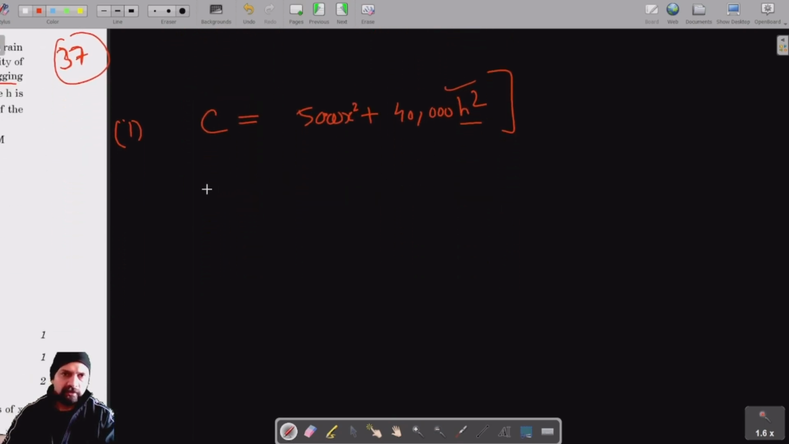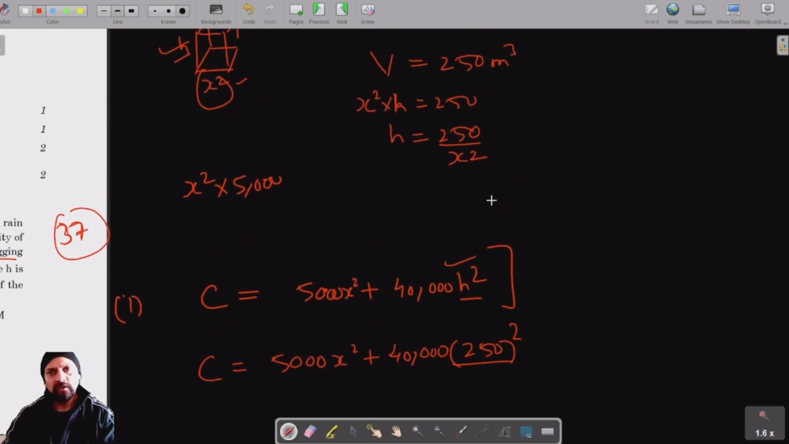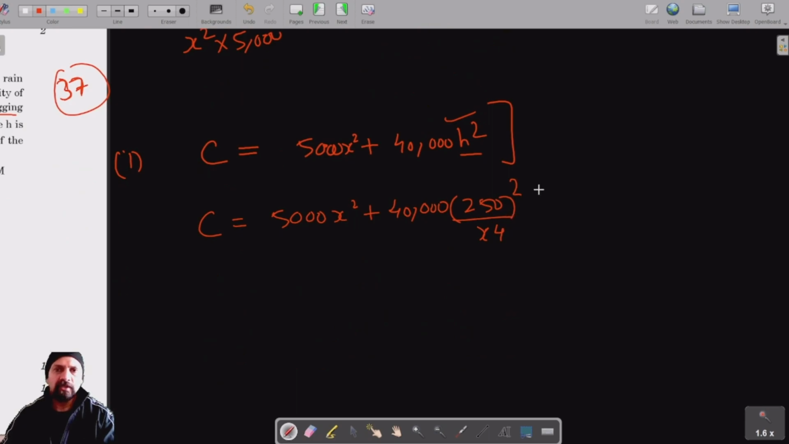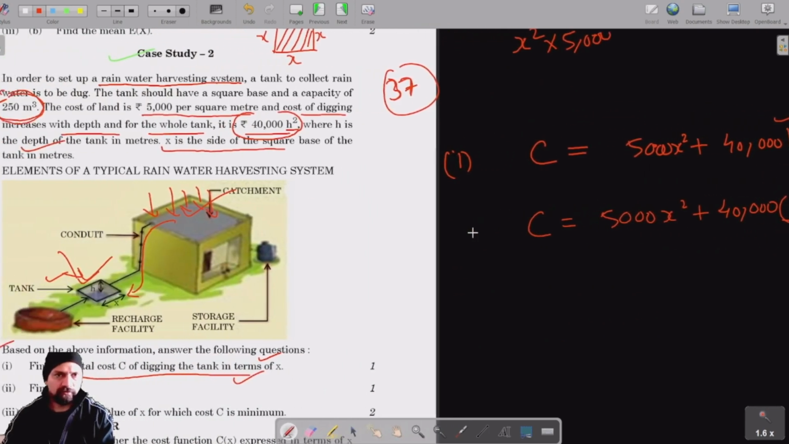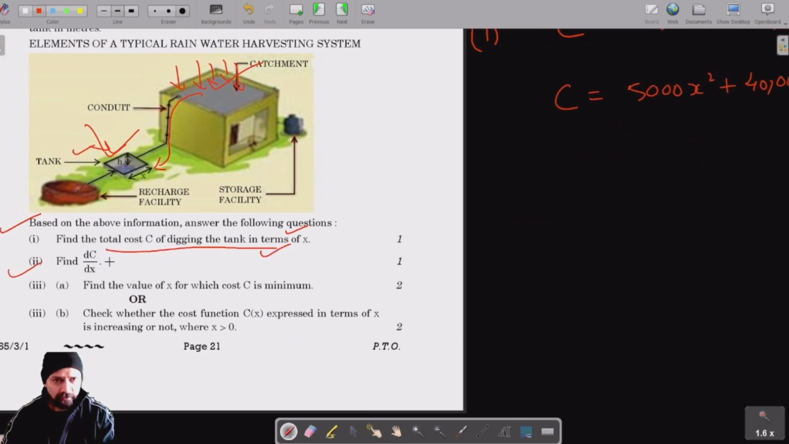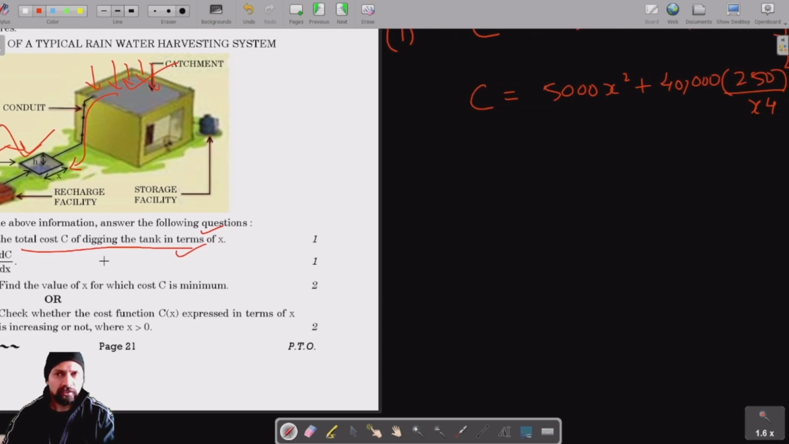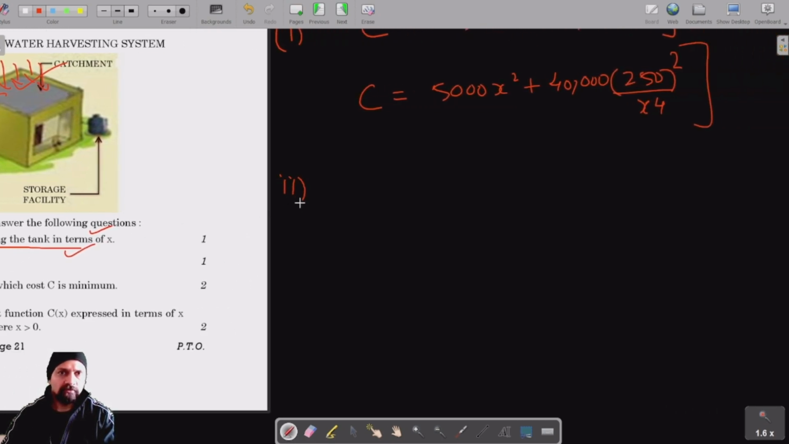But we have to put in the value of h. So this is 5000 into x square plus 40,000 into 250 x square upon x raised power 4. So this is the cost of the tank in terms of x. Now we have to find the rate of change of cost with respect to the side of the square base of the tank. That is dc by dx. We have to differentiate this with respect to x.